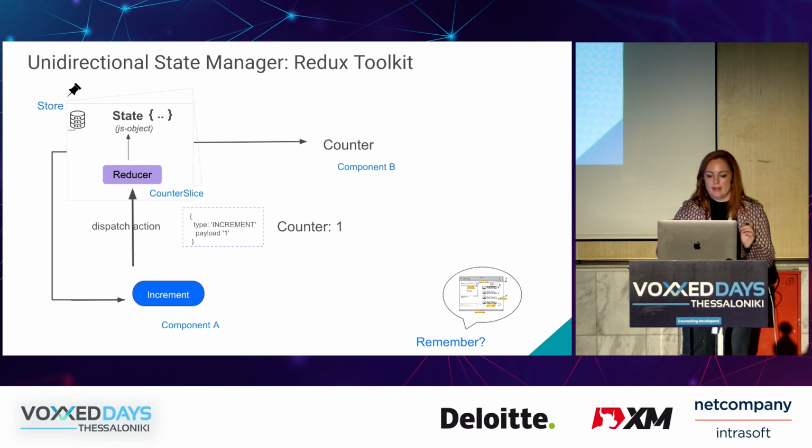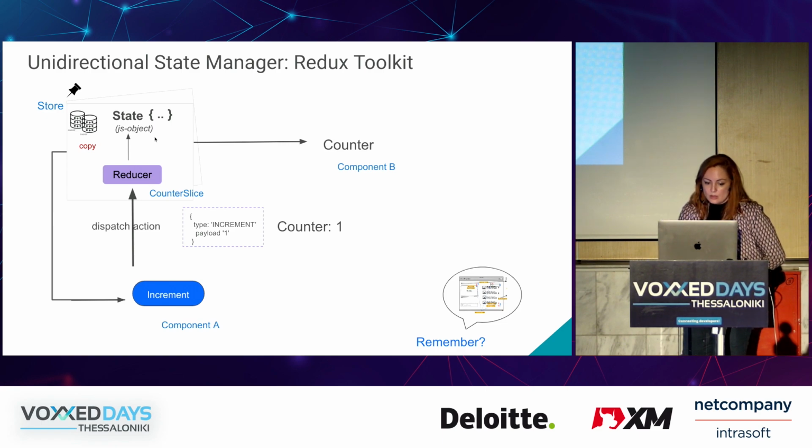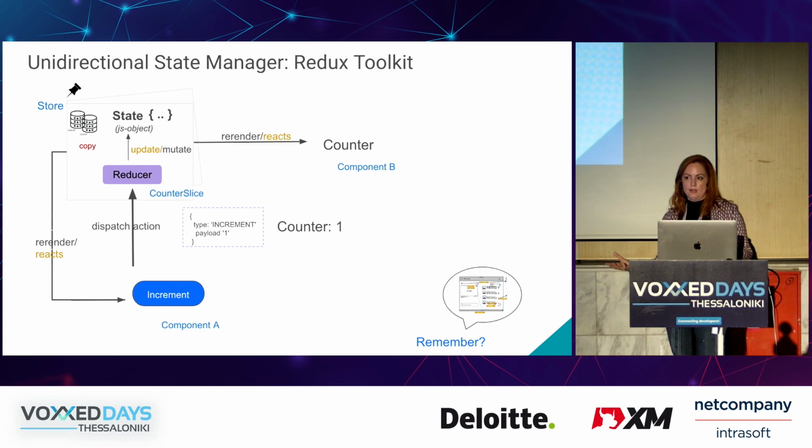But in Redux, we don't update the state directly. We make a copy of it, and the reducer mutates the copied version of the initial one. The garbage collector will sometime remove the old copy, but we create a new copy and update the value. What value? The counter becomes 2, for example. And then as soon as it's updated, it notifies the components, like, hey, this value was updated. And the components read this new value and re-render themselves.